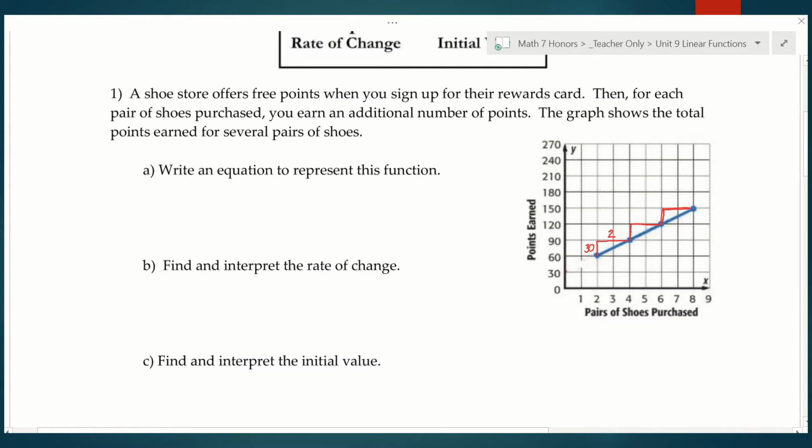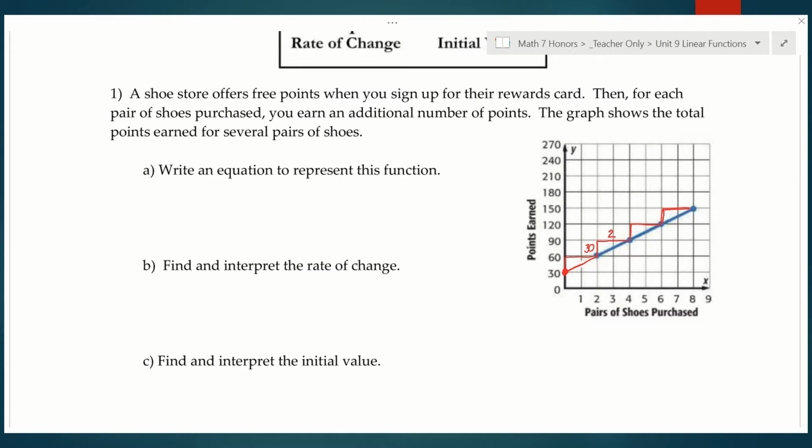And so I can go in the opposite direction to check and see if this actually is proportional or not. If I'm rising 30 and running 2, if I go back 2 and down 30, I'm going to see that my initial value, my y-intercept, is right there at 30. Okay, so this graph is not proportional. A good thing to point out before we even start.